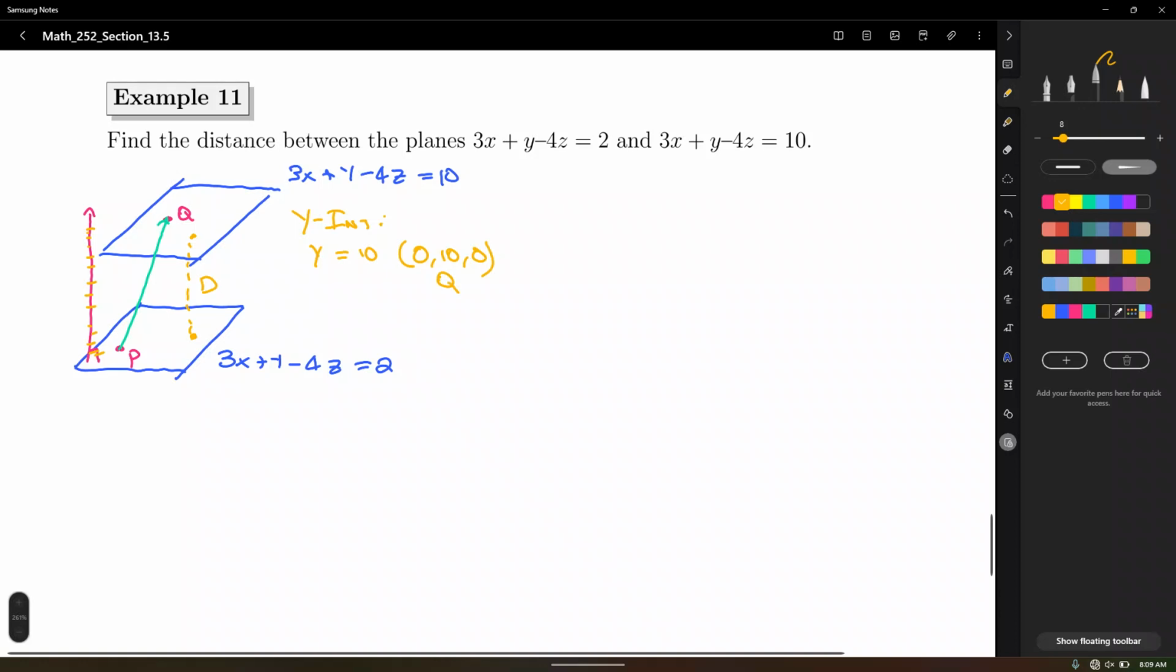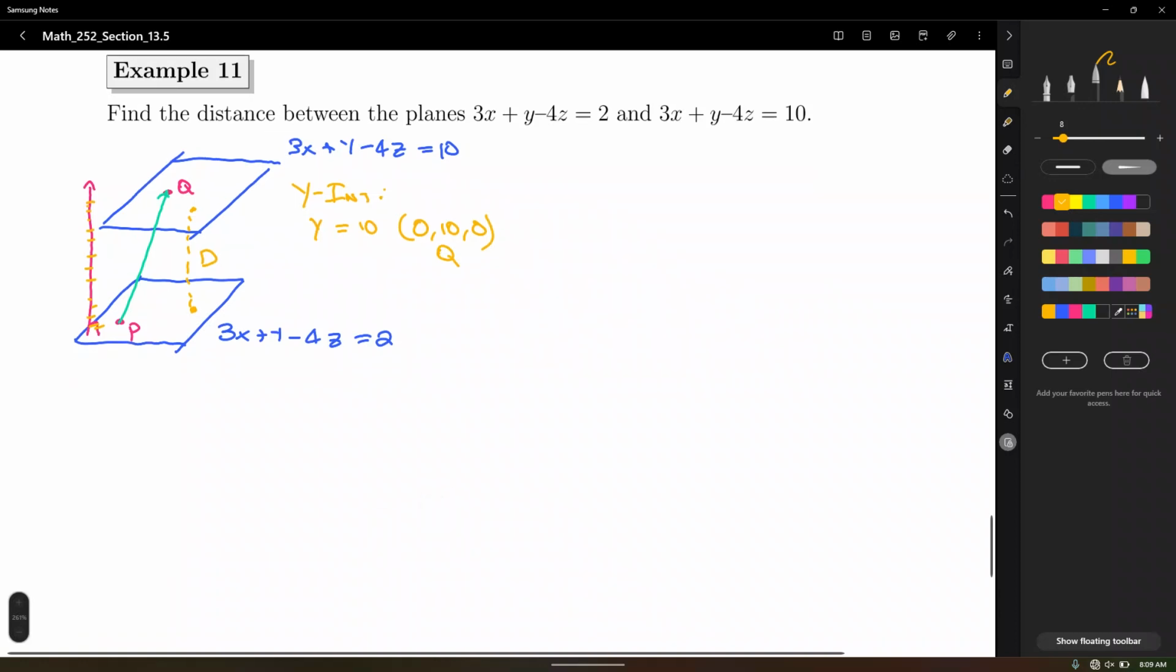What intercept would be better for the second plane, for the plane below? The y-intercept as well, right? Yep. And now again the y-intercept, that'll be y equals 2. All right? And again, here (0, 2, 0).